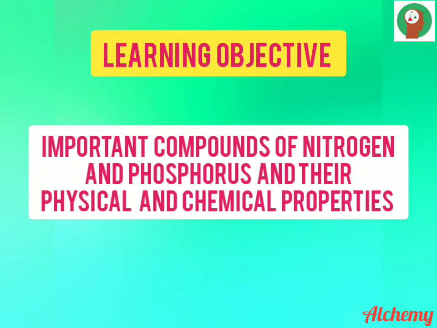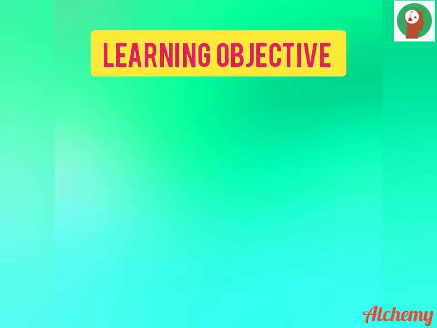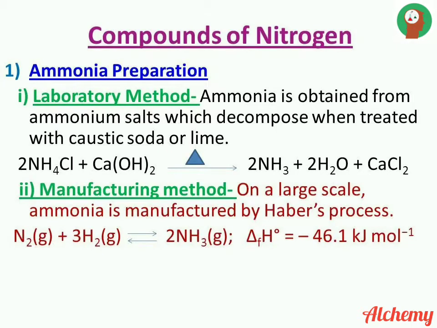Objectives: important compounds of nitrogen and phosphorus and their properties. In the last class, we discussed the preparation of ammonia. On the large scale, ammonia is manufactured by Haber's process. The equation is N2 + 3H2 gives 2NH3. It is a reversible and exothermic reaction.